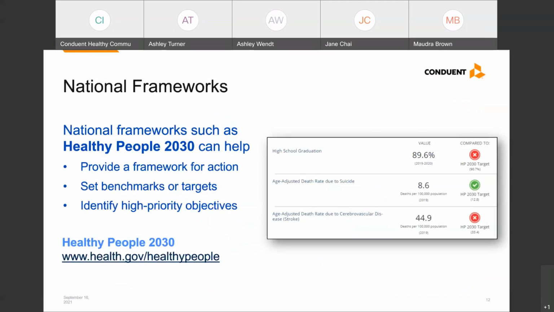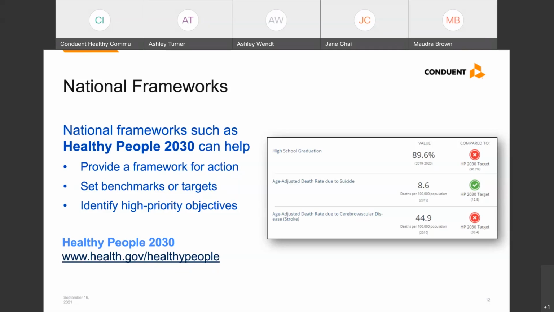Let's move on to how to consider national frameworks in your plan. We like national frameworks such as Healthy People 2030 or the National Prevention Strategy, which we think are a great resource to help inform your plan. Healthy People sets national objectives that you can consider as you're setting targets or considering strategies. And Healthy People's leading health indicators can help identify high priority objectives that you might want to track over time.